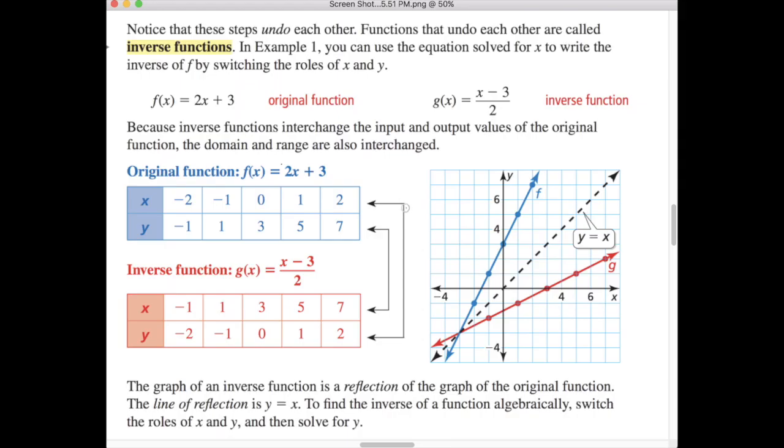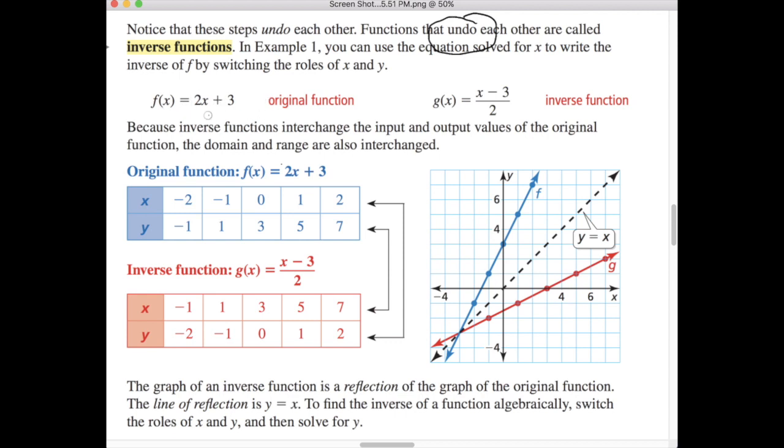Okay, so this is a screenshot from page 277 from your textbook. I just want to explain a couple of things here for you. So, inverse functions are functions that undo each other. So that's kind of a key thing to understand here. They undo each other. They're called inverse functions. So, we will go over how to find the inverse of a function.